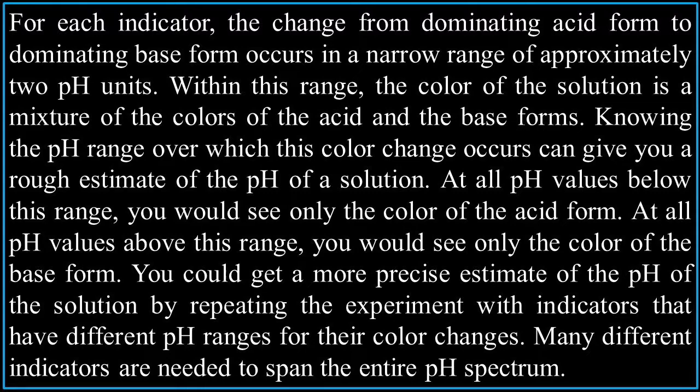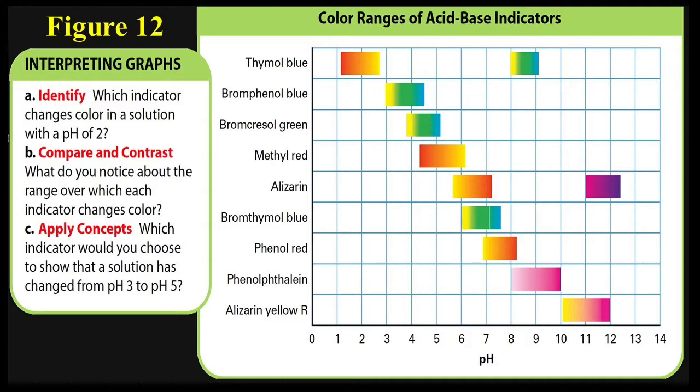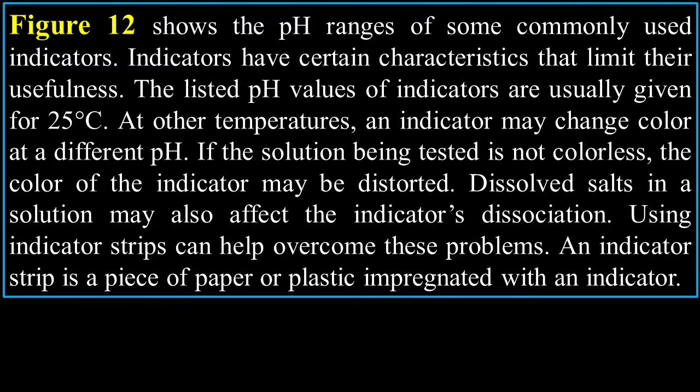You could get a more precise estimate of the pH of the solution by repeating the experiment with indicators that have different pH ranges for their color changes. Many different indicators are needed to span the entire pH spectrum, and oftentimes these pH indicators are embedded onto paper, as well as individual solutions that can be titrated into the solution in question. Here are a variety of pHs and the corresponding indicators that might be used. Figure 12 shows the pH ranges of some commonly used indicators.